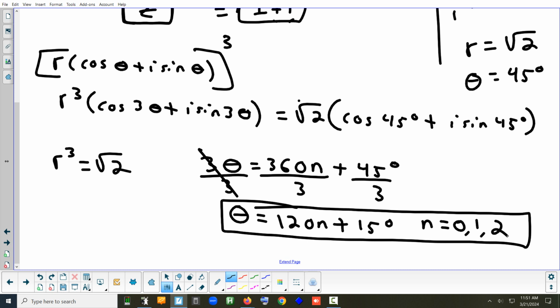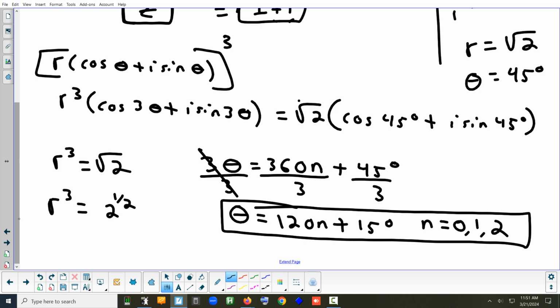Okay, let's look at this one. R cubed equals root 2. What's another way to write square root of 2 with an exponent instead of this root symbol? 2 to the half, yeah. I think that's going to be easier to write it this way because of what we have to do in the next step.